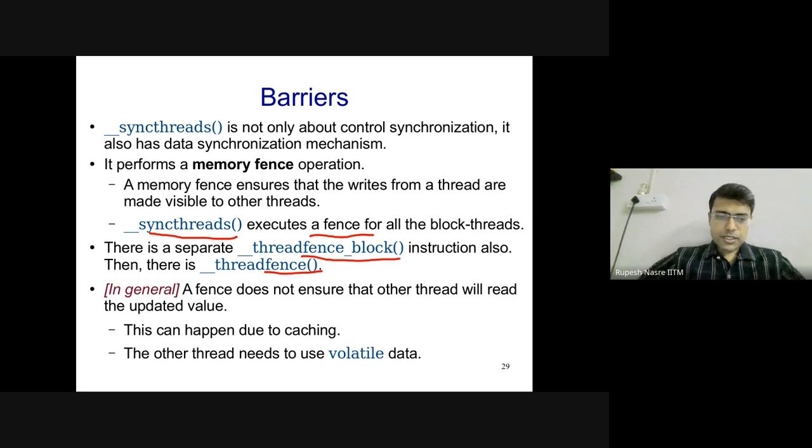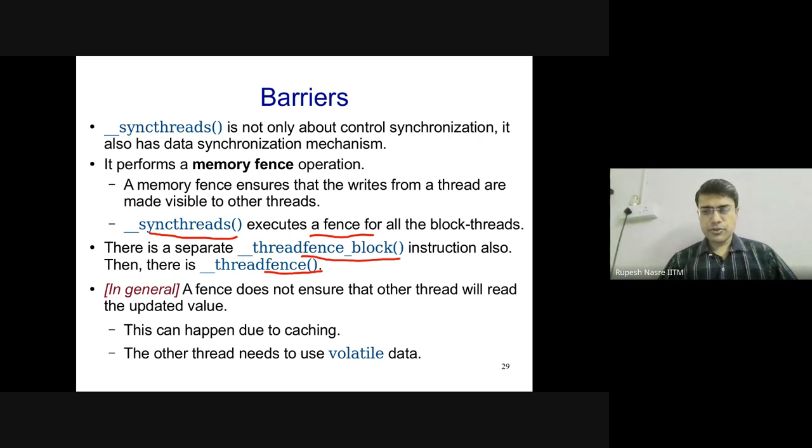Okay, this is an important point. In general, a fence does not ensure that the other thread will read the updated value. So the fence only ensures that your write is happening to the common memory, which could be DRAM. But it doesn't mean that the other thread is going to read that way, right? For that, you might have to make that data volatile in the other thread. So this is something which you will require. One is mark the shared variable as volatile. Shared variable meaning the variable which is shared across threads, not the shared memory variable. So the shared variable, mark it as volatile. And the second one, after writing to it, ensure that there is a thread fence. So both these things will be required, especially in the implementation of a lock, you will require that.